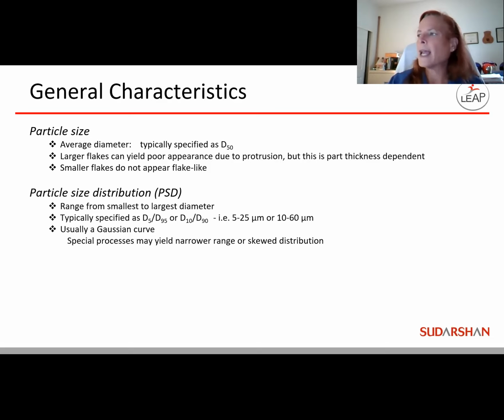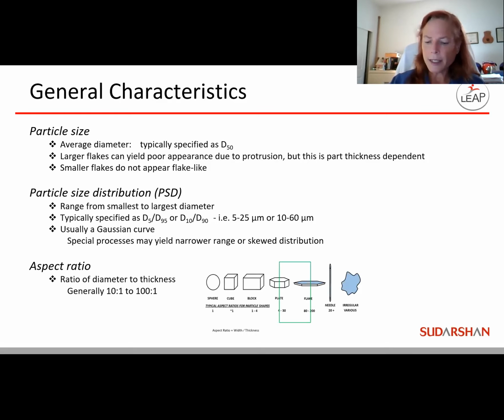So an example might be a 5 to 25 micron or a 10 to 60 micron in areas. It is interesting to note that we can use special processes to either make that distribution more narrow or skew the distribution to one side or the other to provide a unique effect. So particle size distribution is one of the key areas with respect to effect pigments. And the last area is the aspect ratio.